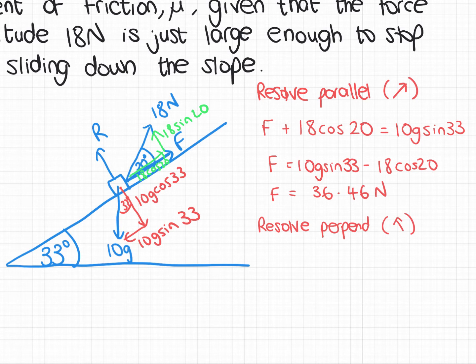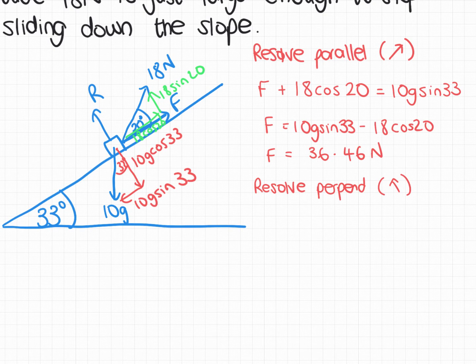Once I've resolved parallel, I'm then going to resolve perpendicular. I'm going to go that way as positive. So if I'm going up that way, I've got R. Going that way, I've also got 18 sine 20. And then minus downward equals 0 because it's in equilibrium, or up equals down, 10g cos 33. And from that, I can work out R. I'll just do 10g cos 33 minus 18 sine 20. That gives me R as being 76.03.